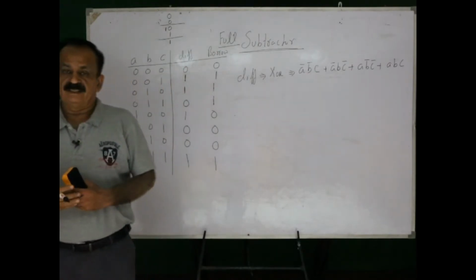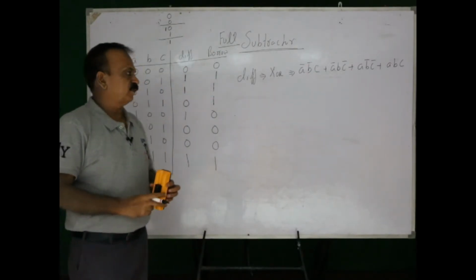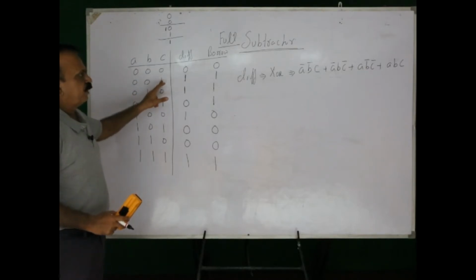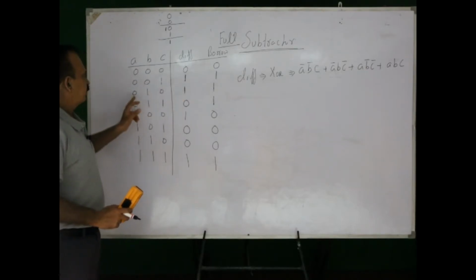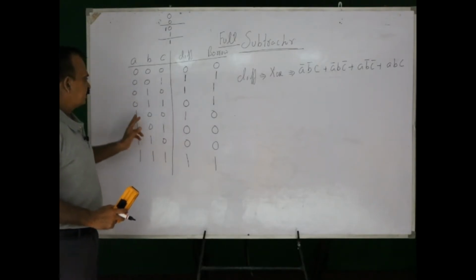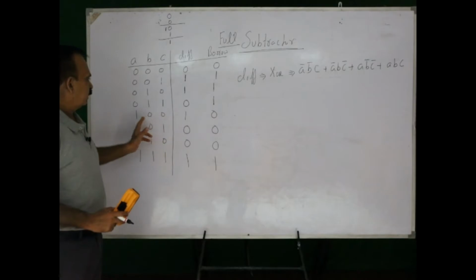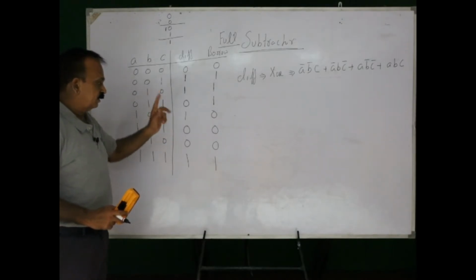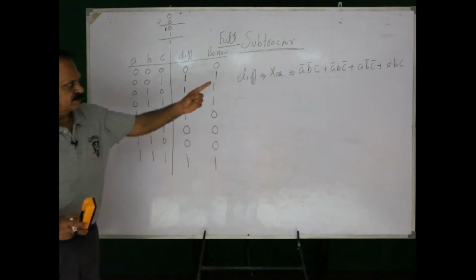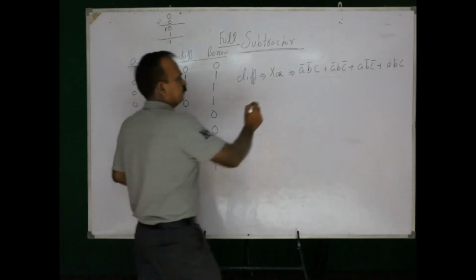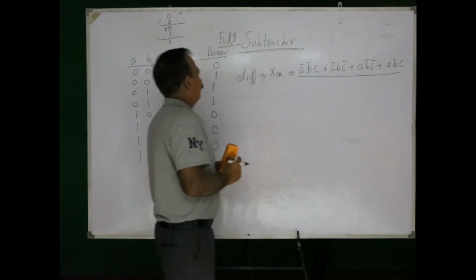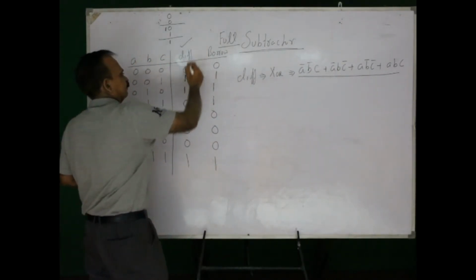Now this is the sum of product expression. For this it is A bar B bar C, the first one. For this it is A bar B C bar, the second one. For this it is A B bar C bar, this is the third, and the last one is A B C, that is the last. Now this particular expression is the sum of product expression for the value of difference.